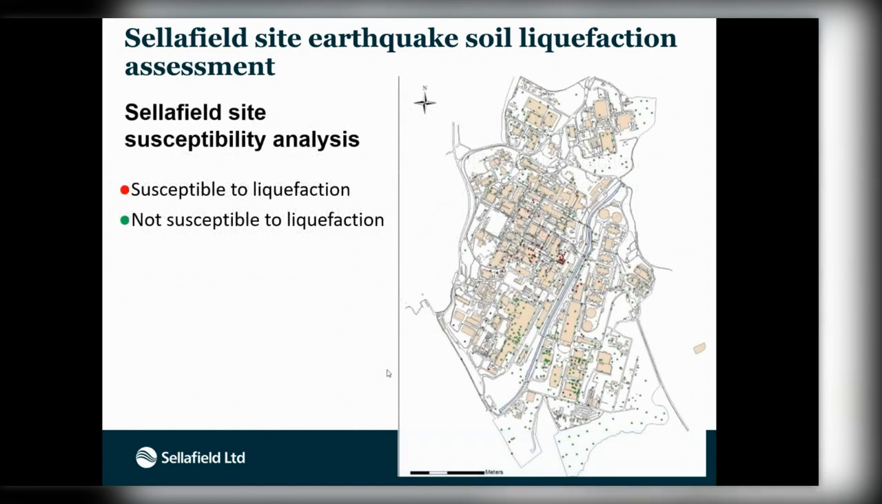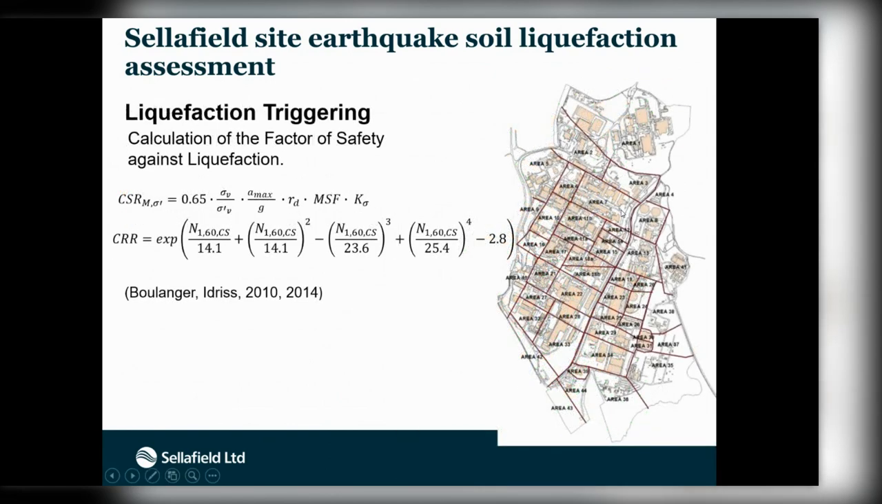So this is a map to show where we have found boreholes susceptible to liquefaction. As you can see, it's mainly this area where there are these green and red dots. The rest is mainly not susceptible to liquefaction. So we carried out the triggering analysis using these formulations to work out the factor of safety against liquefaction. To carry out this analysis, we divided the site into 43 areas where we have assumed the groundwater table to be constant.